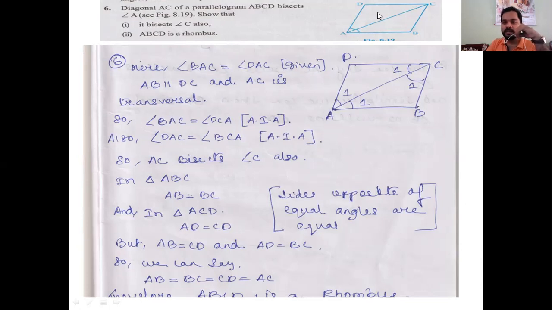Okay, then here DAC is equal to BCA. But you see, DAC was also equal to BAC. That means what you got? All the angles are equal to one another. This angle was equal to this angle. It was given. But this angle is equal to this angle, alternate angle. Also this angle is equal to this angle, alternate angle. Which means what? All the angles are equal to one another. That means these two angles are also equal. Okay. So I can say that AC bisects angle C also.